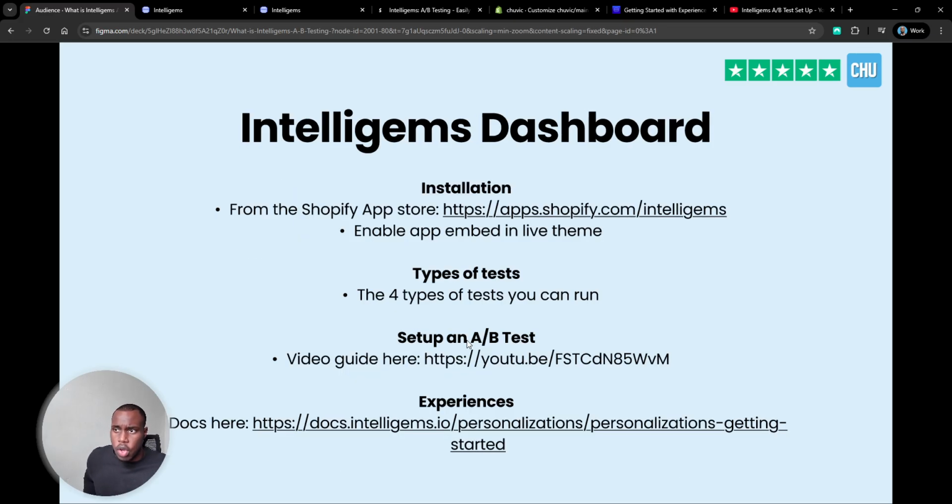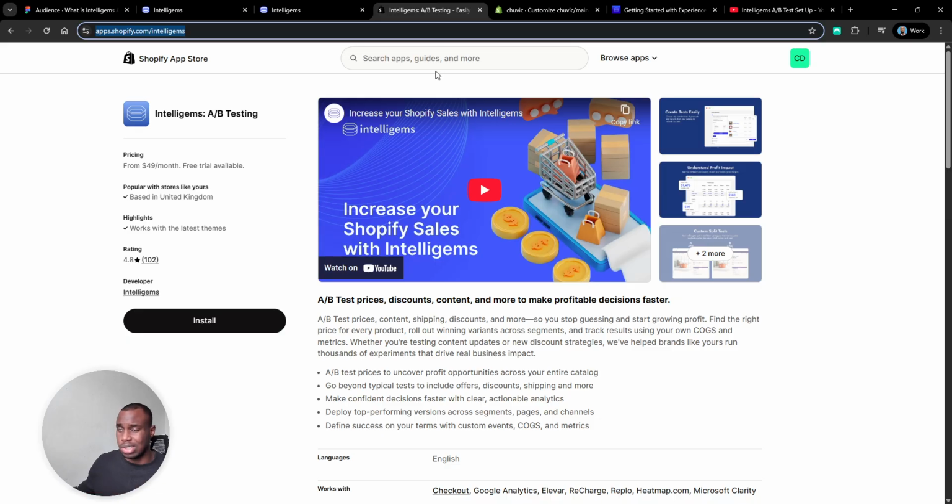And yeah, so let's go through some of the dashboard, and I'll take you through, so I'm sharing my screen, some of the things in the dashboard. So the first thing is installation. To install is very simple. You click this link here, or you go to the Shopify App Store and type in Intelligems. It'll take you to a page that looks something like this. You hit the install button, and then you can get rolling with that. I think they have a 14-day free trial.